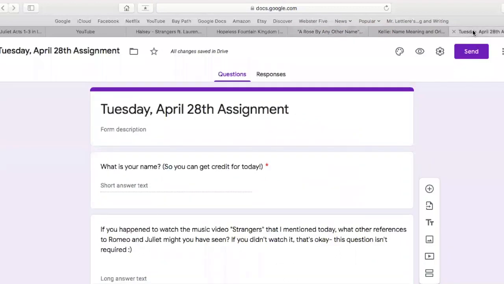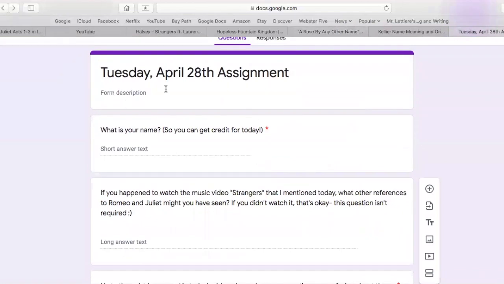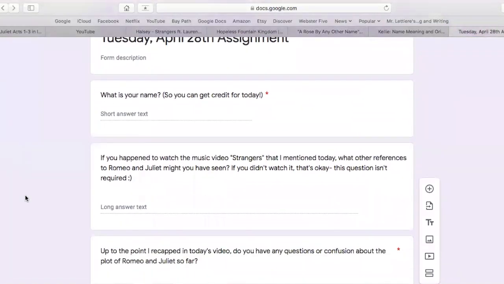So finally, today's full assignment. Tuesday, April 28th assignment. What's your name? So you can get credit for today. If you happen to watch the music video Strangers that I mentioned today, what other references to Romeo and Juliet might you have seen besides just the Rosa on the back of the shirt? If you don't watch it, that's okay. This question is not one of the required questions. Just kind of curious if you were curious too and you looked into that music video.